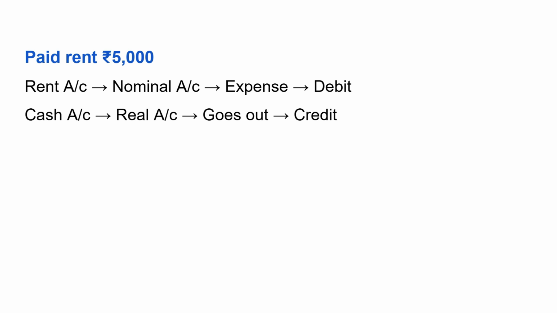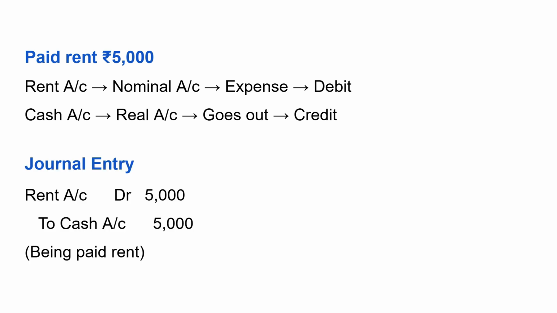And cash account. Cash account is real account. And cash goes out of the business. We paid the rent and cash goes out. So the rule for real account is credit what goes out. So it is credited. And the journal entry is rent account debit 5,000 rupees to cash account 5,000 rupees. And the narration is being paid rent.